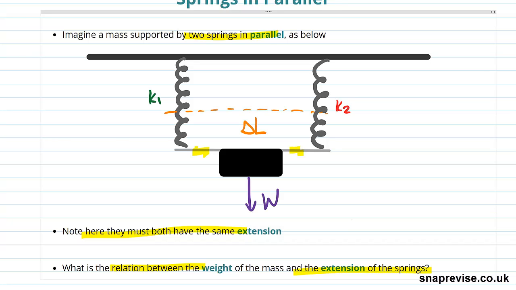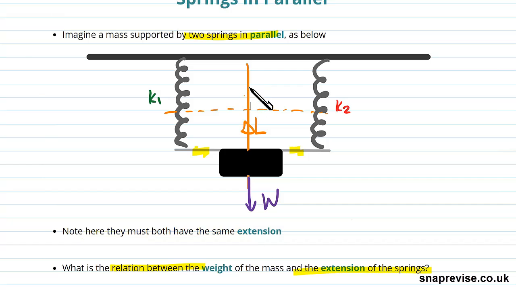So what have we done here? Well, we've set up our weight, this mass. We've just said that it's got a weight of W. We said that this was the springs' original natural length, this distance here, and they've extended by a distance of delta L. So they've started at the same length, so they must have extended by the same amount. That was the key feature here.